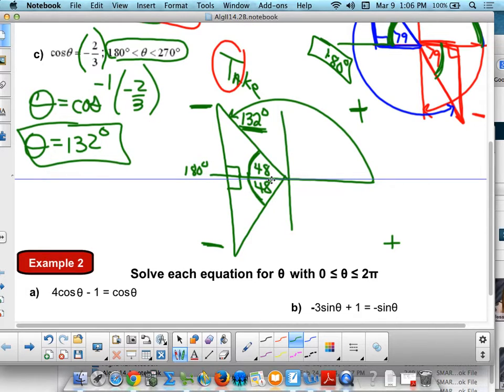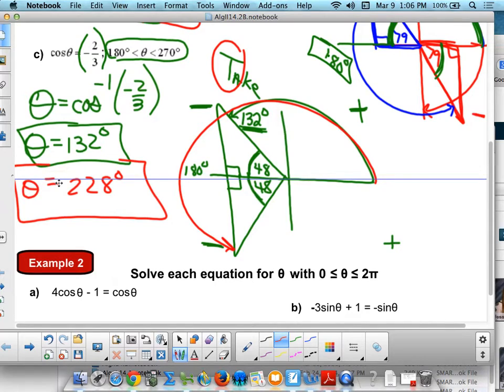So here it comes. My next question. What's the other answer? From there to there. 228. And again, how did you know it was 228? 180 plus 48. Yeah, you took the 180, you added the 48 to get the 228. If you don't trust this, you put it in. What's cosine of 228? Is it negative 0.6666 repeating?